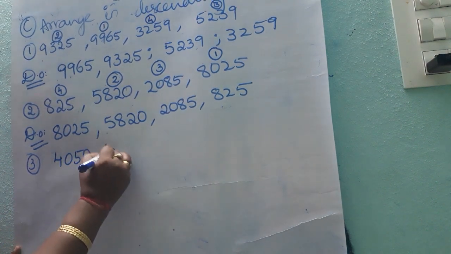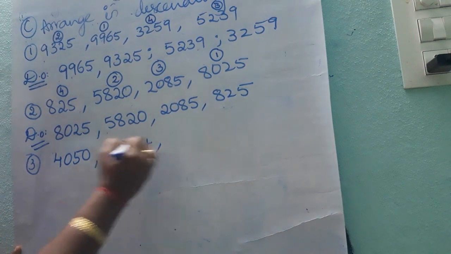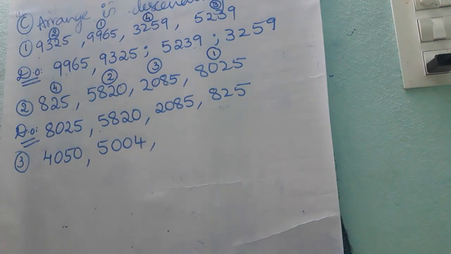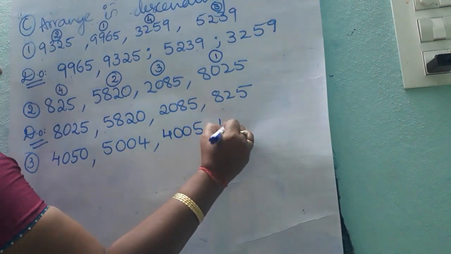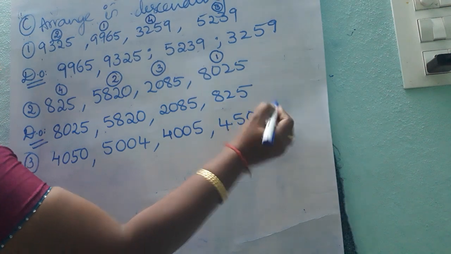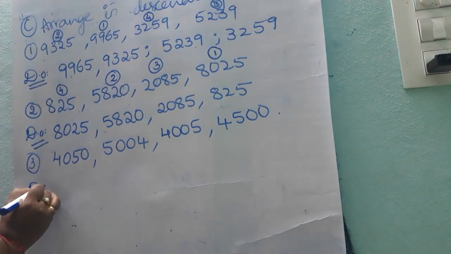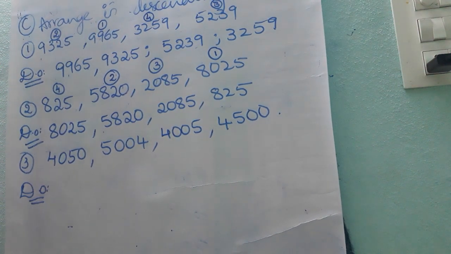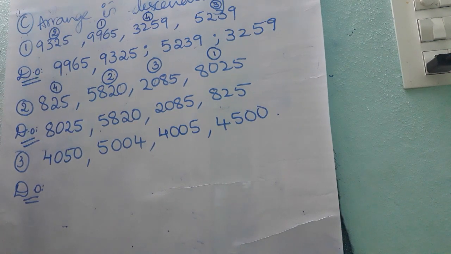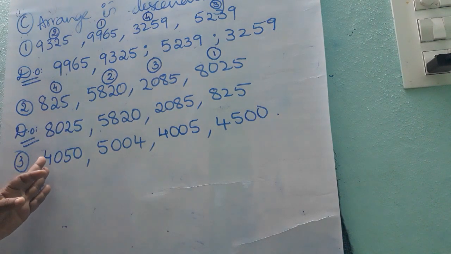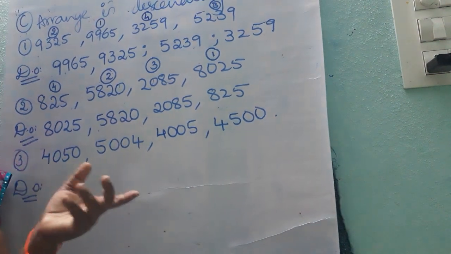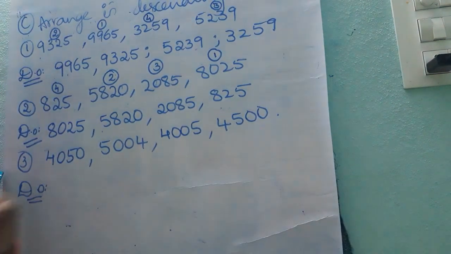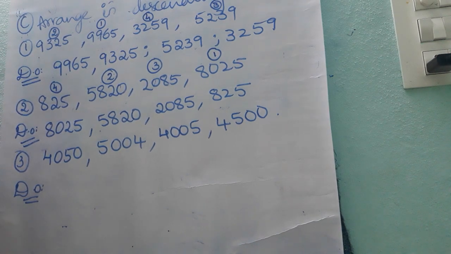4,050, 5,004, 4,005, 4,500. Okay. If they are given like this, you will get confusion. Here all are having 4 digits only, and here they have given 4, 5 in all the numbers. If you see like this, you may get confusion. So thoroughly check it first.